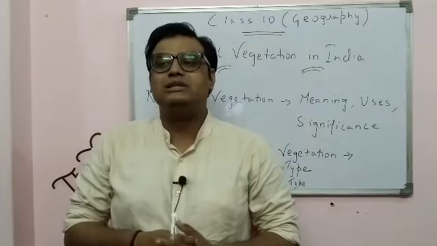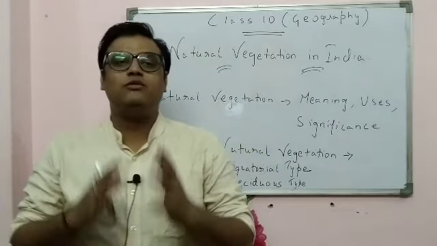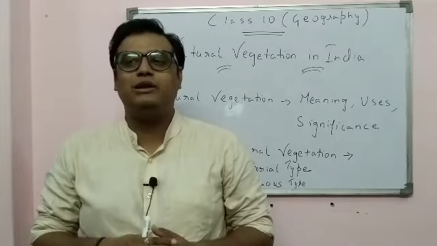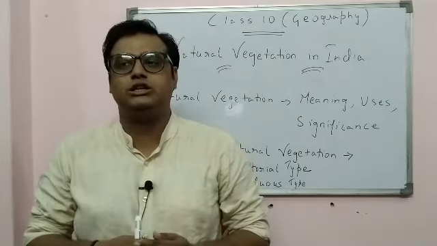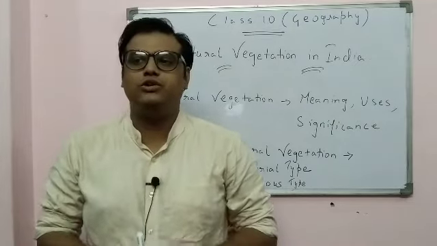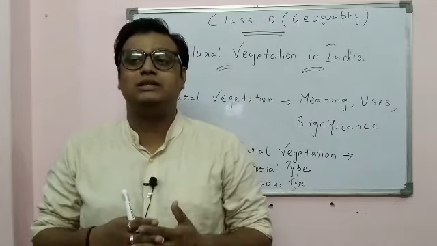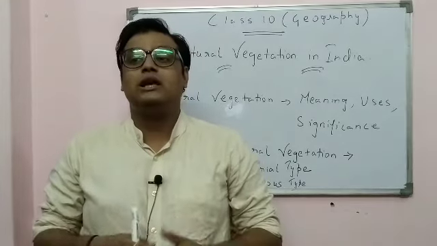So, what is natural vegetation? First of all, what is vegetation? Basically, vegetation is of two types. One is man-made vegetation and the second is natural vegetation. What is natural vegetation? You know that vegetation is basically the growth of plants and trees.